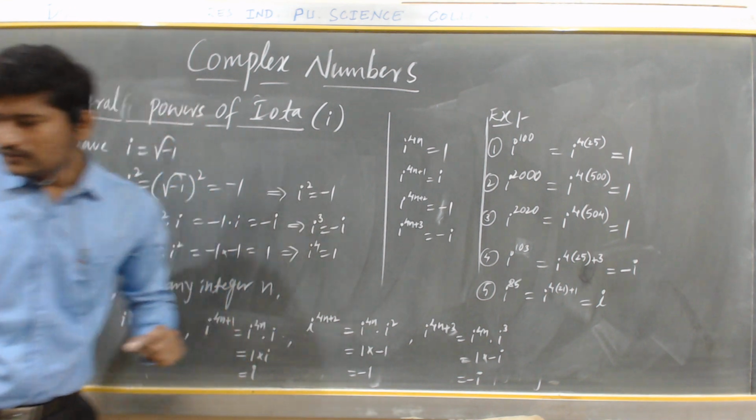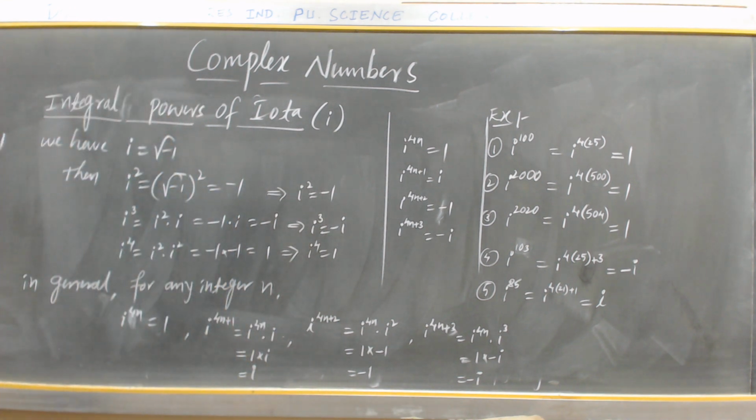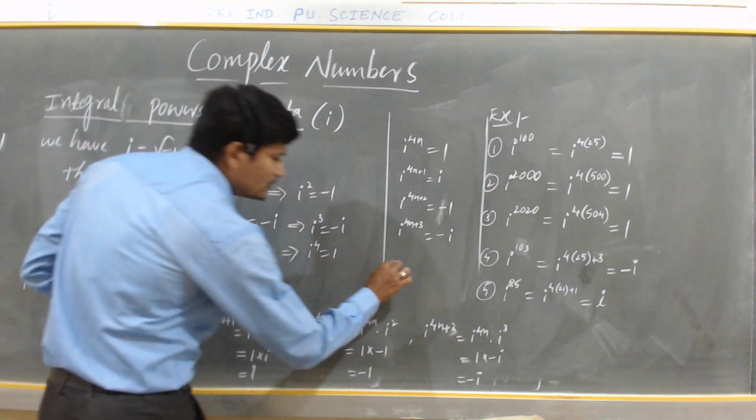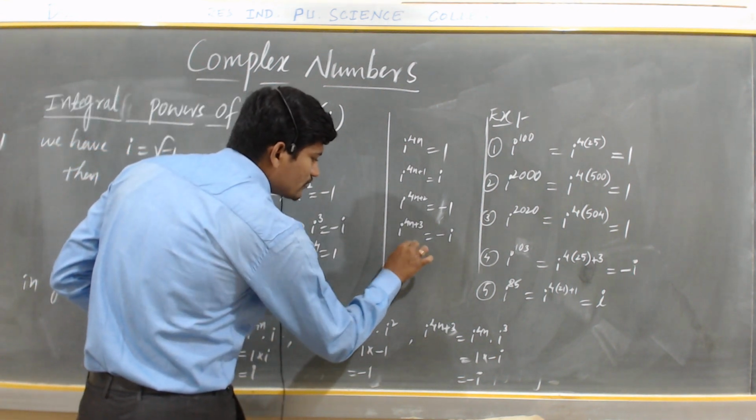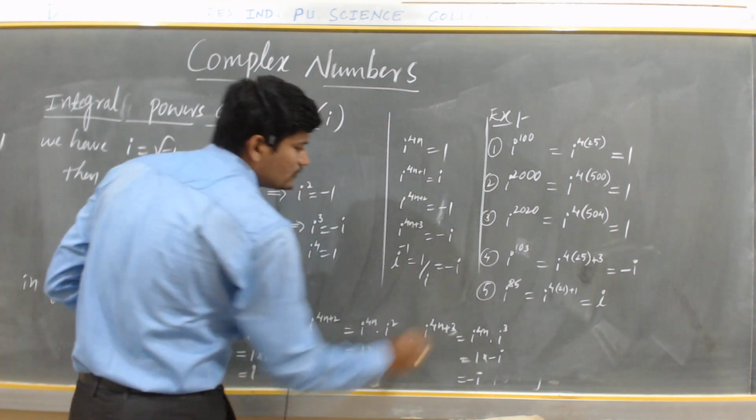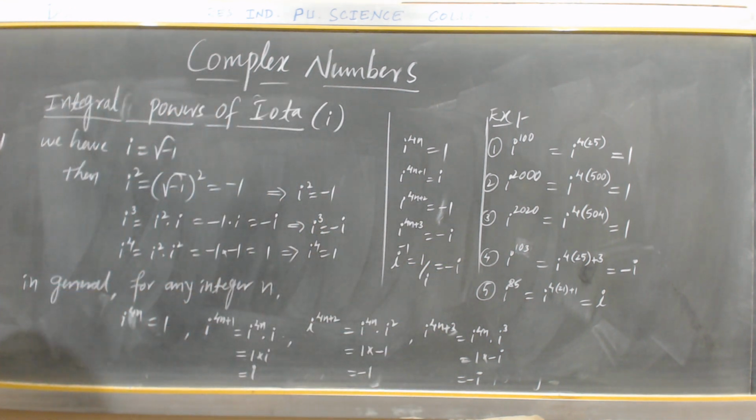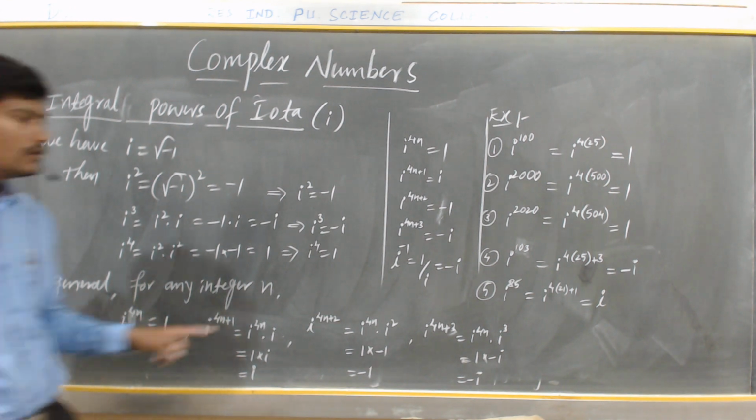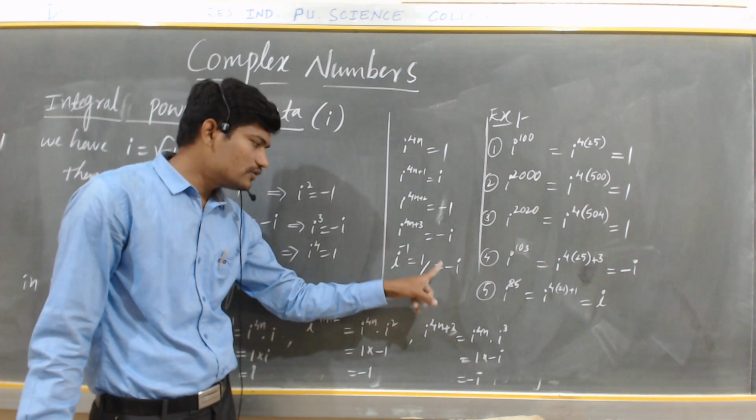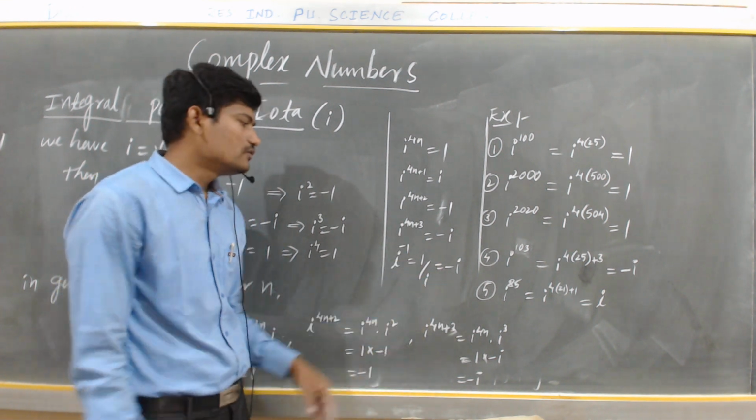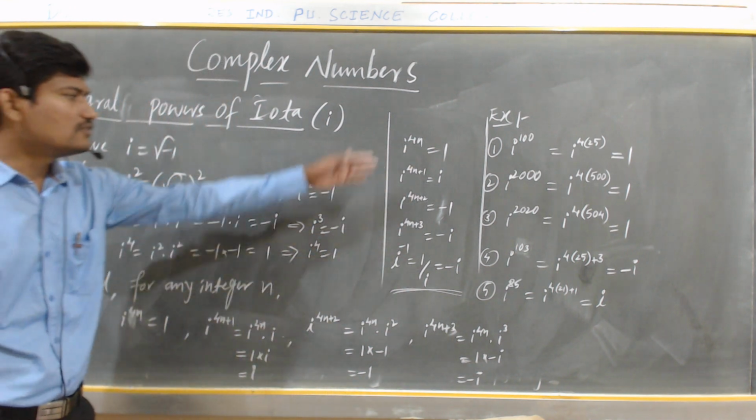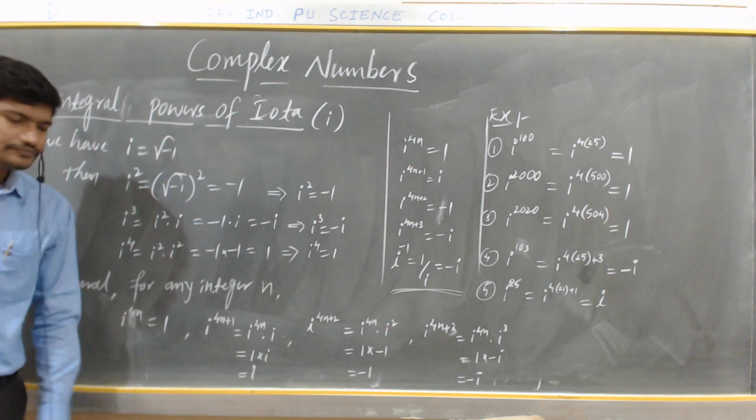Okay, now one more formula is there. You can use i to the power of minus 1 as 1 by i, or otherwise minus i. So this is also very important. I to the power of minus 1 we can write 1 by i, or otherwise you can write minus i. This is also one of the important formulas, so you must remember these formulas.